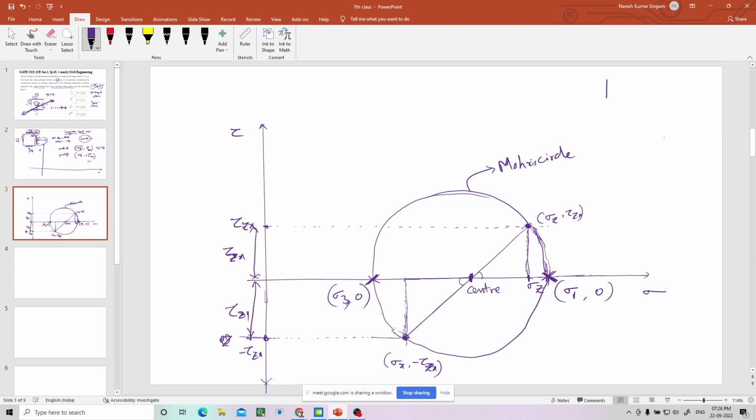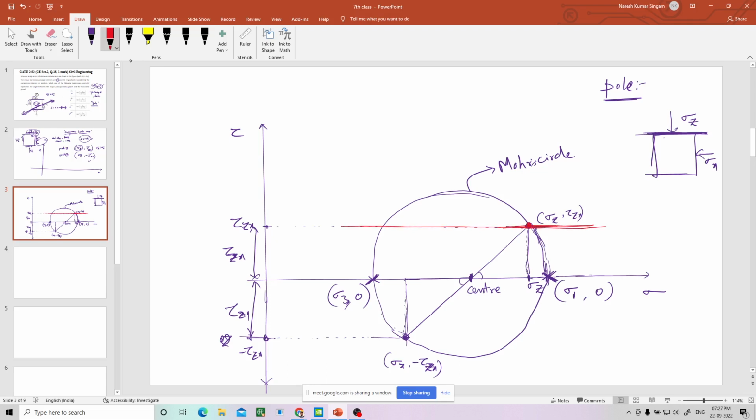What is the concept of pole? What are the instructions? You have to draw the lines at the same angle. If you see the given element, this is sigma z and this is sigma x, right? Taking this sigma z, on which plane is it acting? Sigma z is acting on the horizontal plane, right? So I will draw one horizontal line through this point. Okay, so this is the horizontal line.